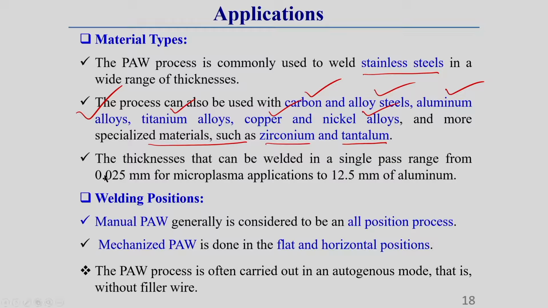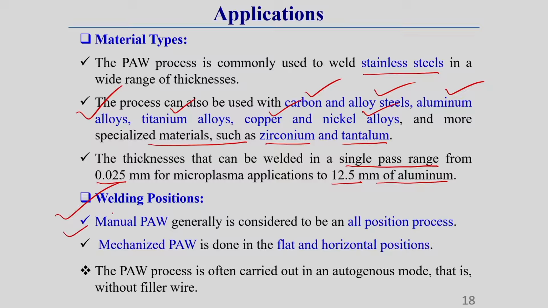And this welding process can be used for various thicknesses within a range of 0.0 to 5 millimeter for microplasma, up to 12.5 millimeter by single pass only. What I am telling is that in a single pass we can join plates up to this thickness, like 12 millimeter thickness for aluminum. This welding process is generally used in different positions.